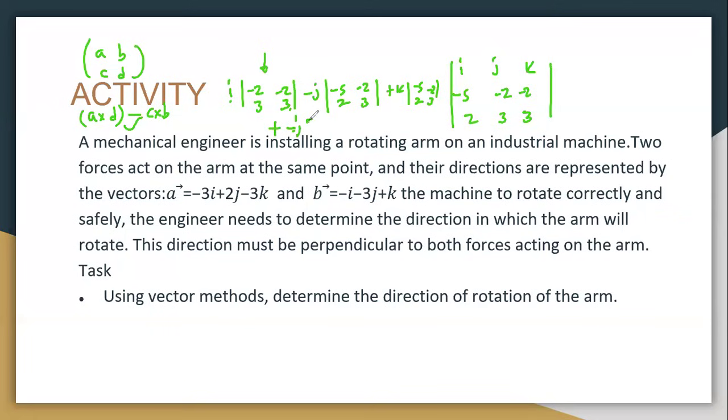So what do you have here? Negative 5 times 3 minus negative 2 times 2. What do you get? So it will be negative 15, and then negative 4. Minus negative 4. But there is a negative J here, don't forget.